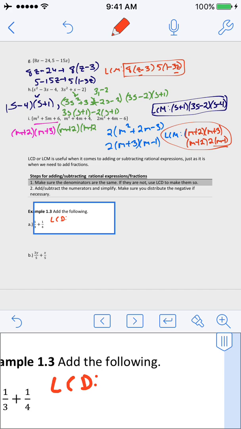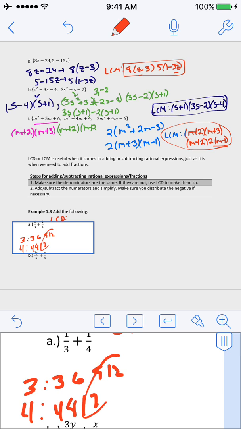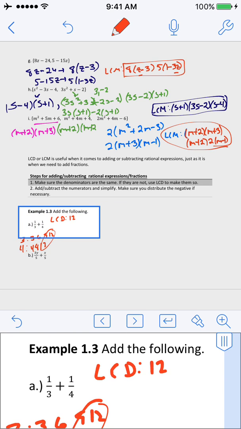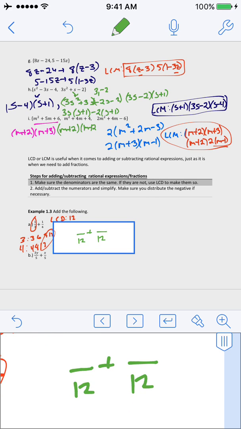So let's find the least common multiple between 3 and 4. Well, 3 would be 3, 6, 9, 12. 4 would be 4, 8, and 12. Looks like it's going to be 12. In order to get the first one to something over 12, I need to change both of these into over 12, right? That way they're equal pieces. That way I can actually see how many pieces I have.